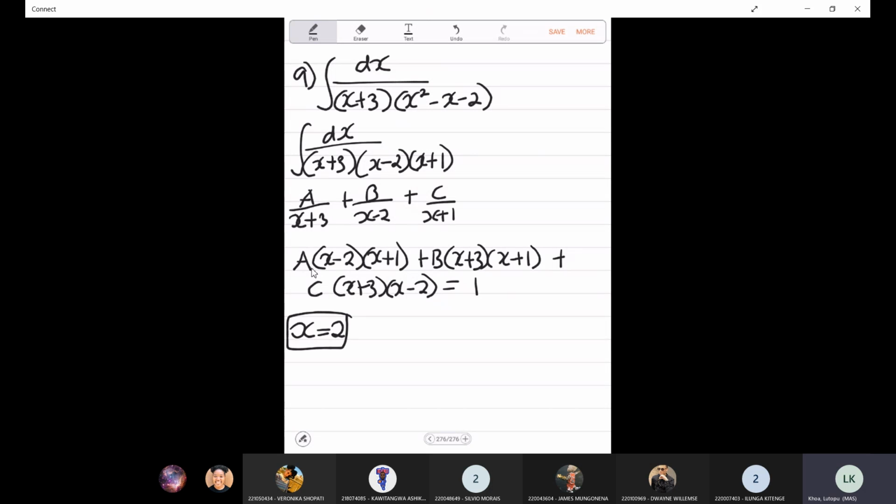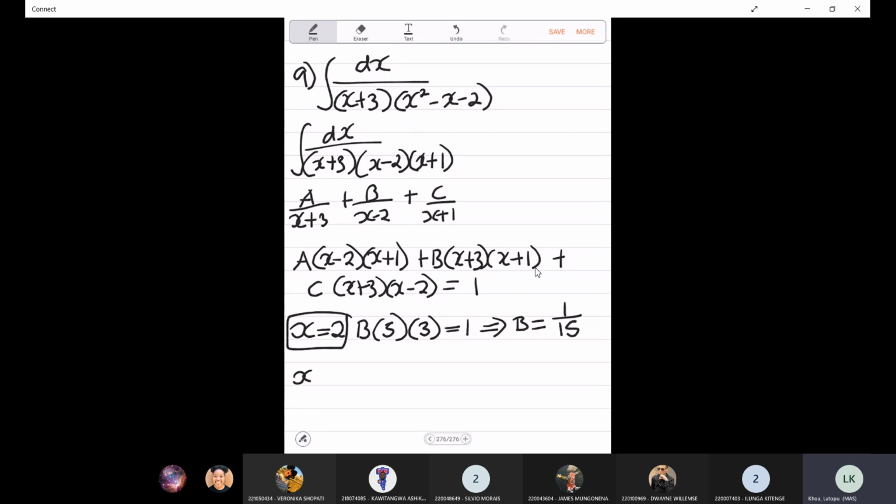So if x is equal to 2, this is 0, that is 0. And then we have b times 5 times 3 is equal to 1. On the right hand side, there's no x, so the answer on the right hand side is always equal to 1. And this means that b is equal to 1 over 15.